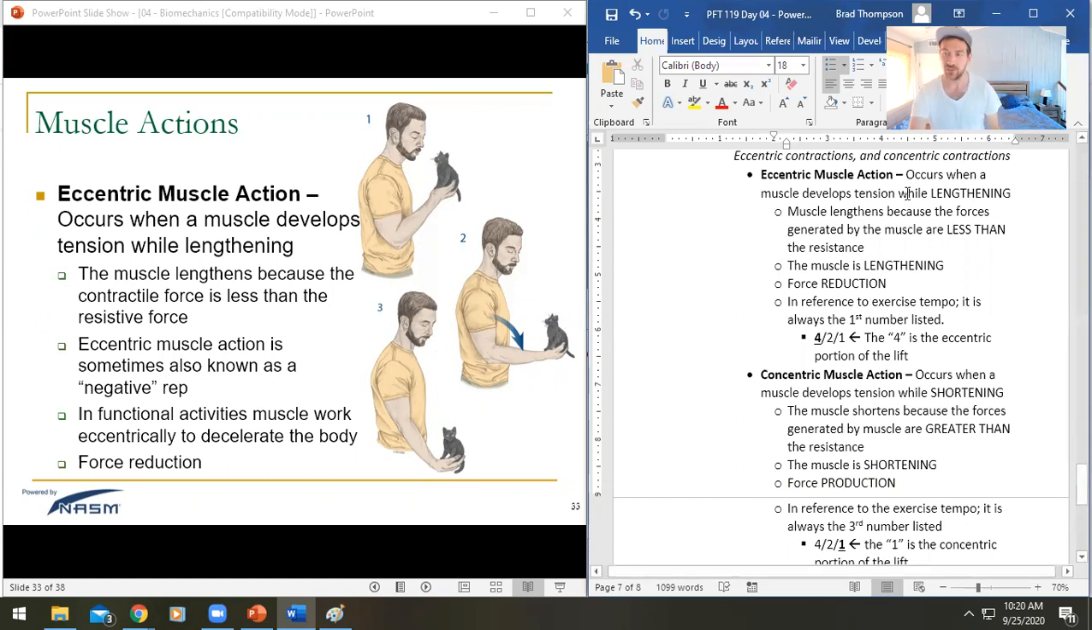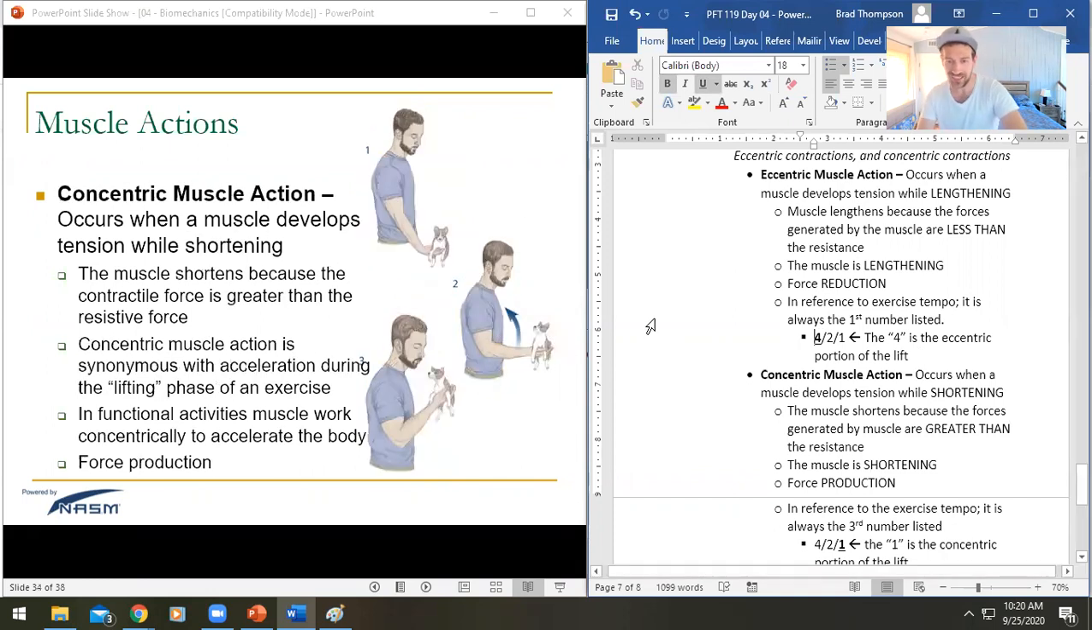So eccentric actions are when a muscle is lengthening, and it is the 4 in the 4-2-1, right? It's the first number. Then this guy's clearly a puppy fan.